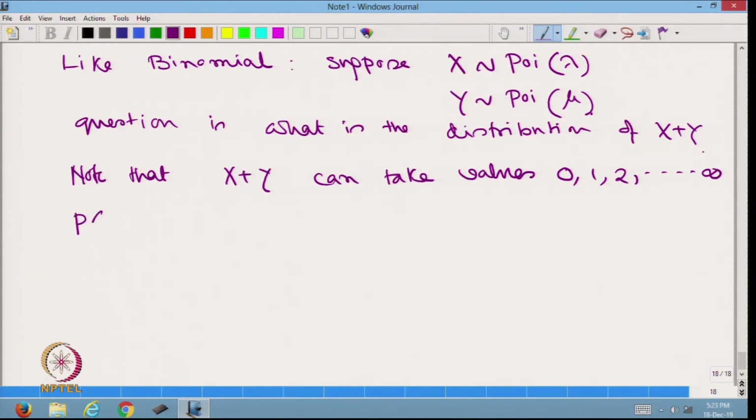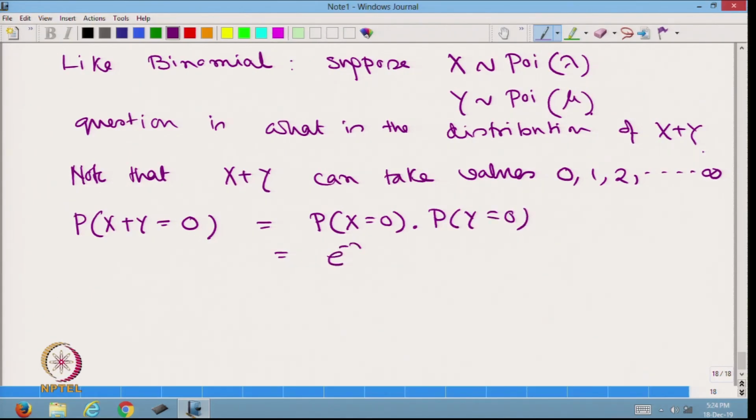So, probability x plus y is equal to 0 is equal to probability x is equal to 0 multiplied by probability y is equal to 0, which is equal to e to the power minus lambda multiplied by e to the power minus mu, which is equal to e to the power minus lambda plus mu.